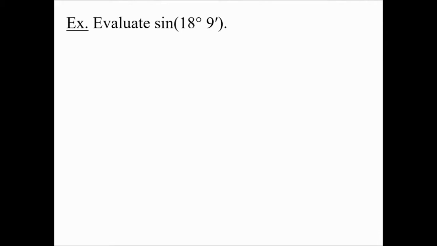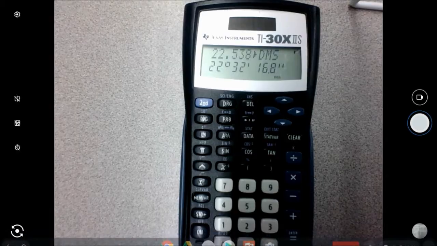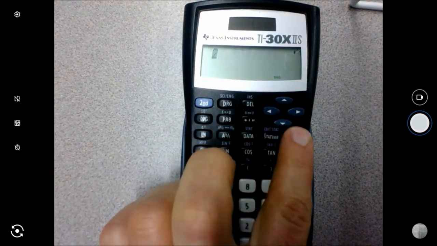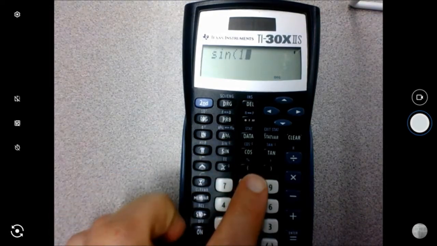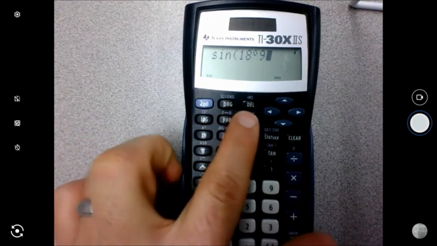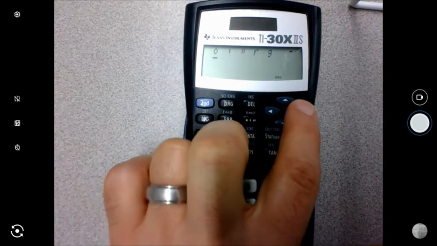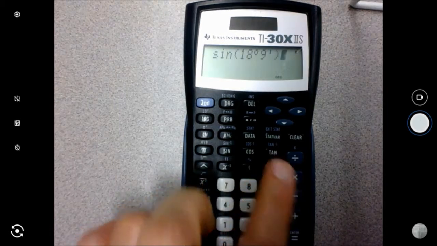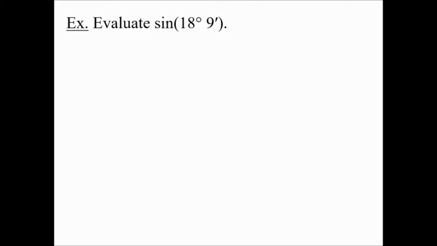To evaluate this problem, I'm just going to type in, again, inserting the degrees, minutes, seconds as we have been. So I'm going to type, in this case, sine. It was 18 degrees, 9 minutes. Enter, and I get that as my answer. Again, you would enter it the same way we did before on the graphing calculator as well. So I'm getting for my answer here 0.31.